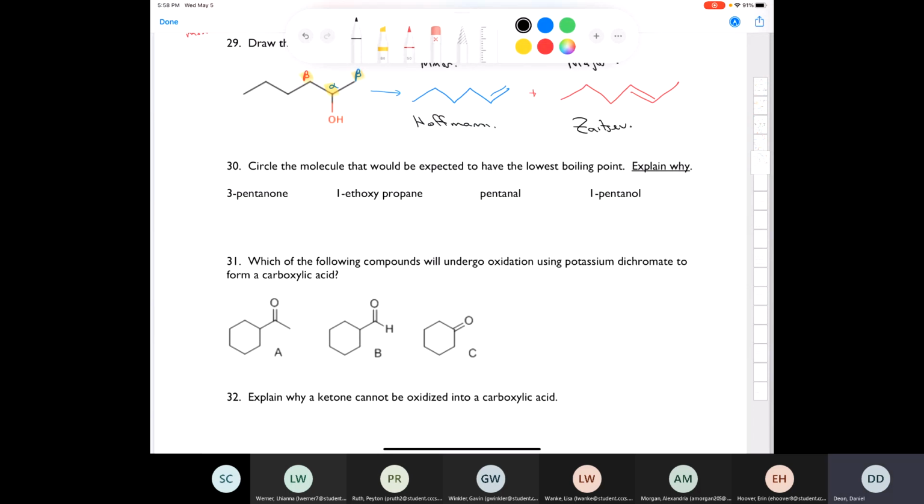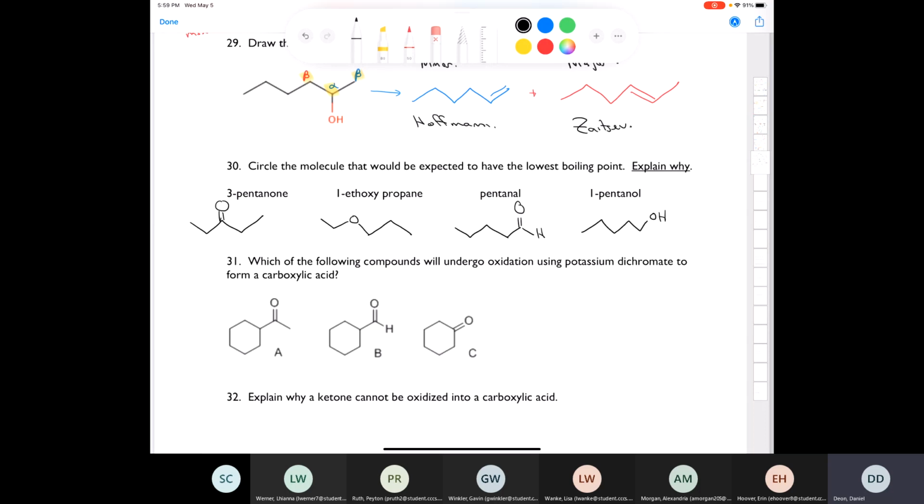All right, circle the molecule that is expected to have the lowest boiling point and explain why. We've got 3-pentanone, 1-ethoxypropane, which is going to look like this, pentanal, this guy, and 1-pentanol. 1, 2, 3, 4, 5. There we go. The lowest boiling point.